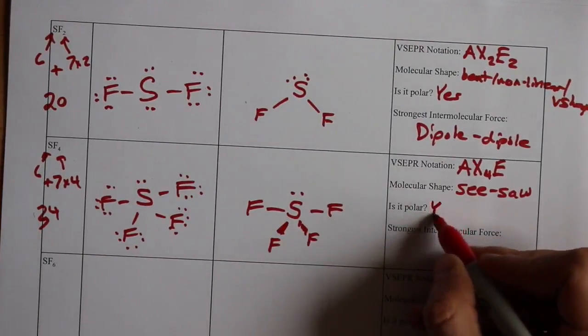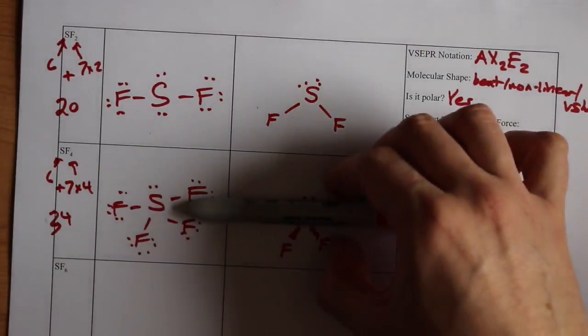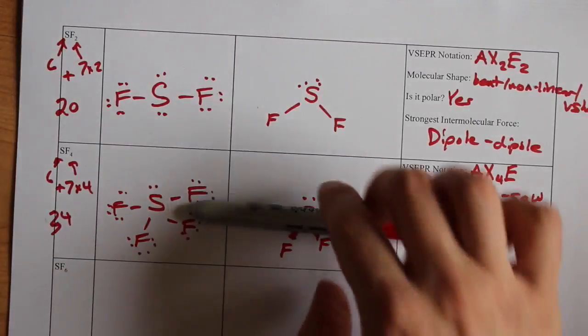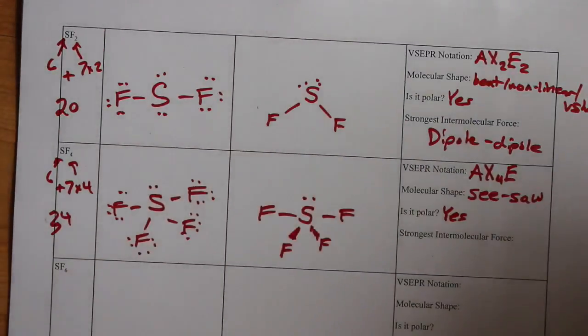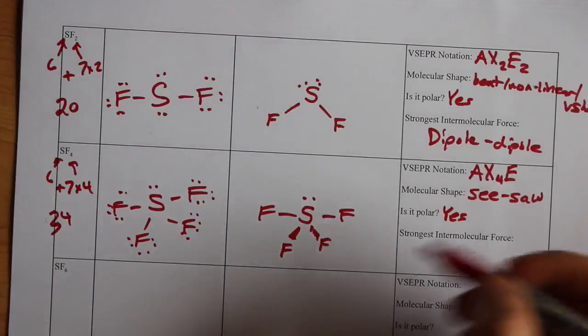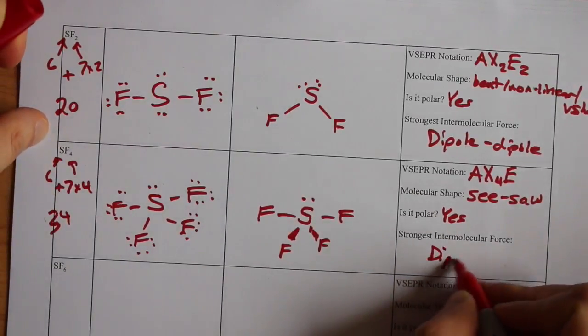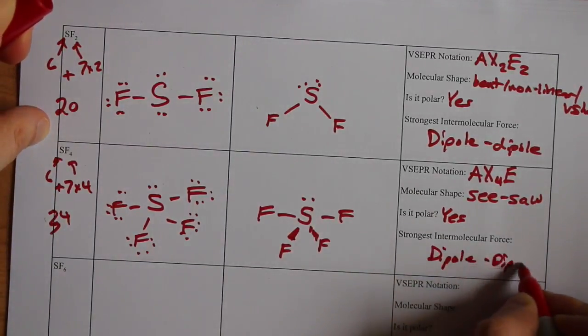Is it polar? Yes, especially when you draw it this way, you see that there are no fluorines balancing it in the upward direction, and so the strongest intermolecular force is also dipole-dipole. There we go.